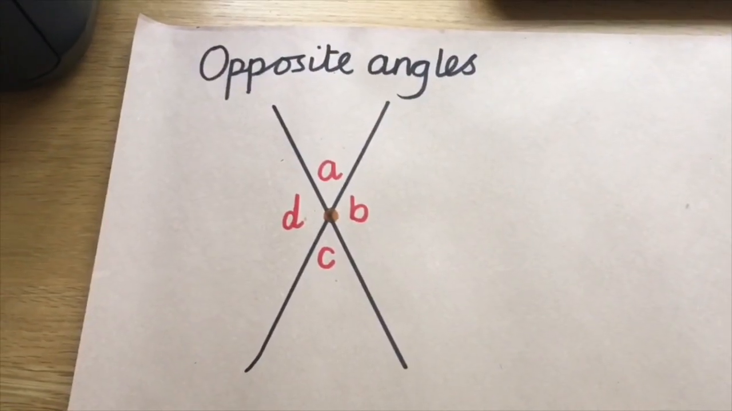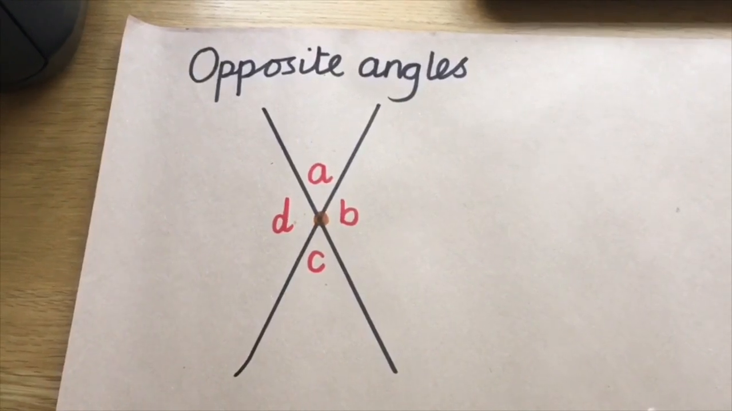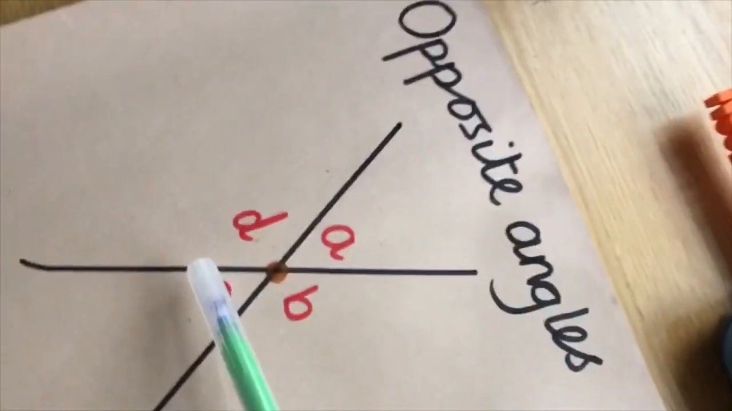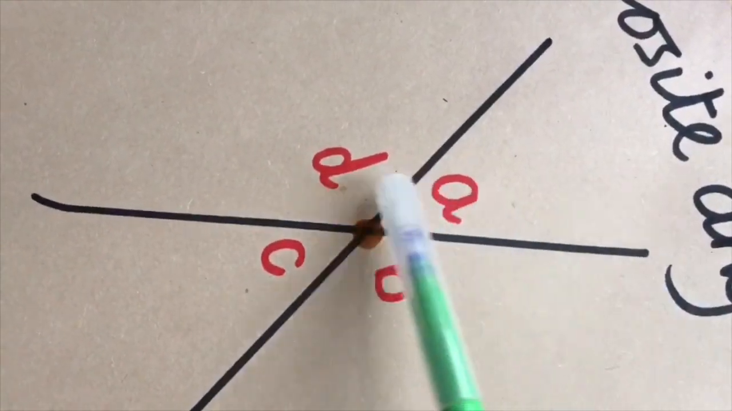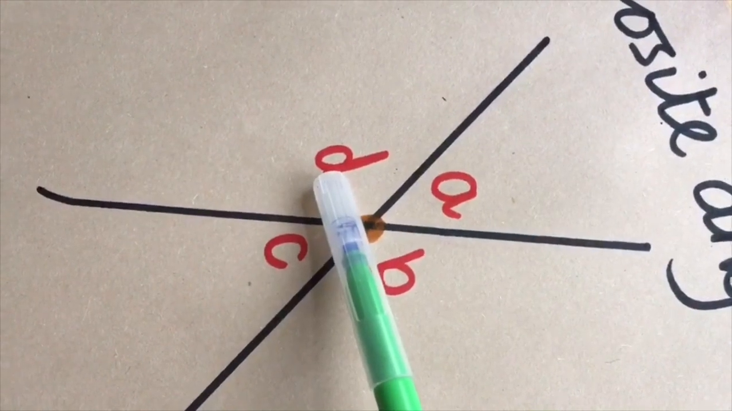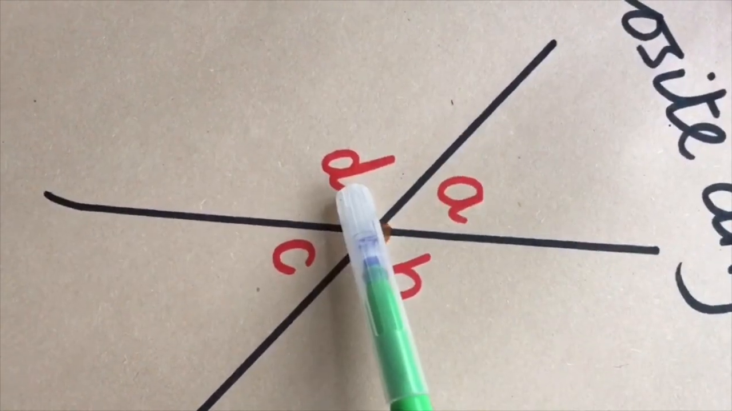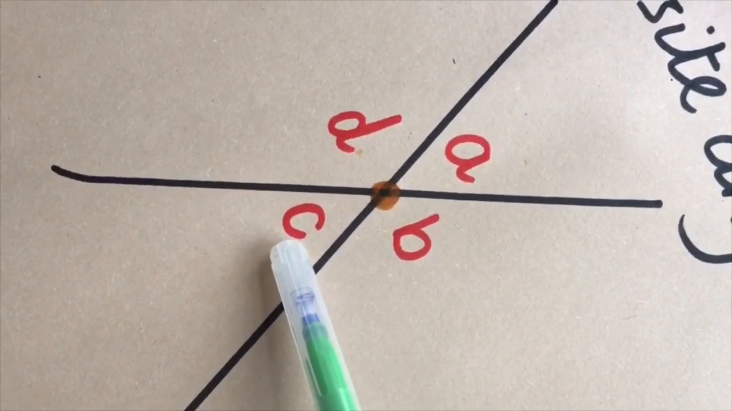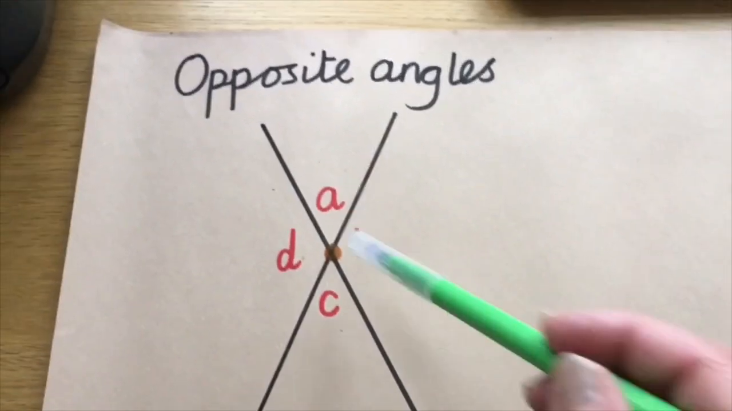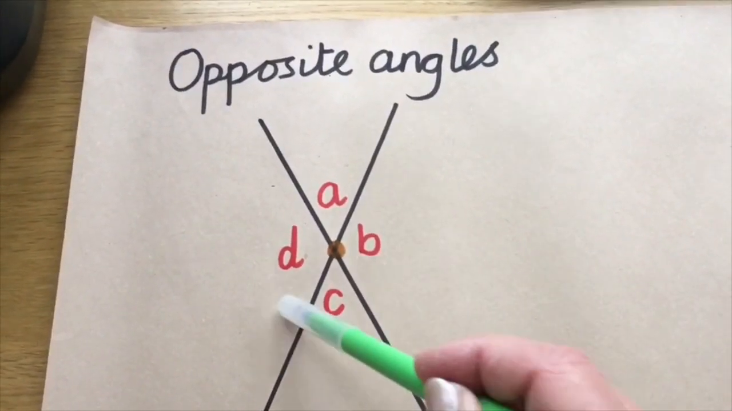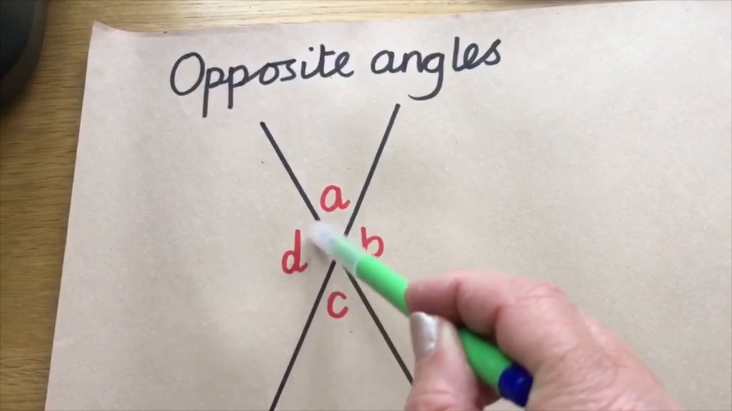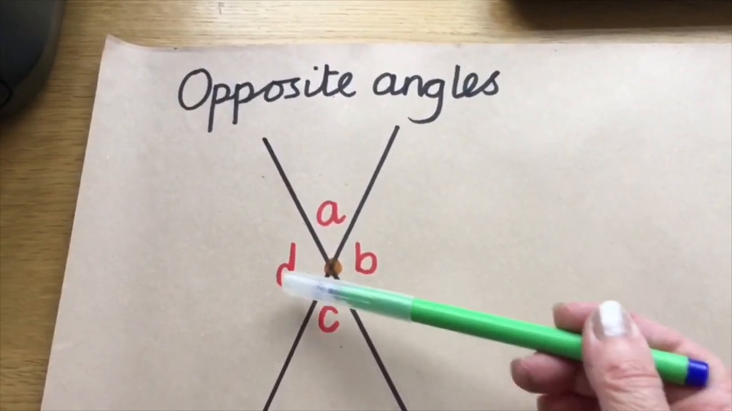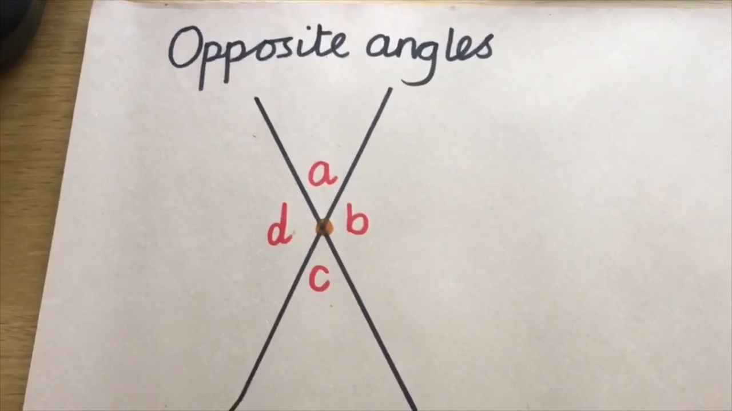We're now going to investigate opposite angles, but before we move on, let's just recap on a few things. We've learnt or reminded ourselves that angles on a straight line add to 180 degrees. So A and D would add to 180 degrees. B and C would add to 180 degrees. We also know that the number of degrees around a full turn is 360 degrees. So angle A plus B plus C plus D would equal 360 degrees.